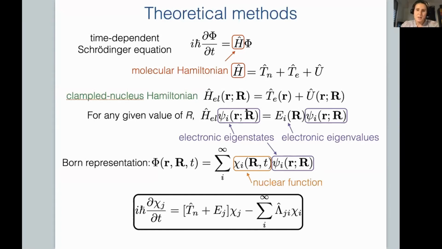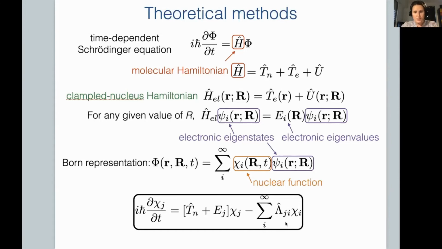And then we use these electronic eigenstates as a basis to express the total molecular wave function. These coefficients are then the nuclear functions. They are time dependent, and this is then the equation of motion that we need to solve for the nuclear functions to describe the time evolution of the whole molecule. And here we put back the coupling between electrons and nuclei with this lambda here, which couples nuclear functions on different electronic states.